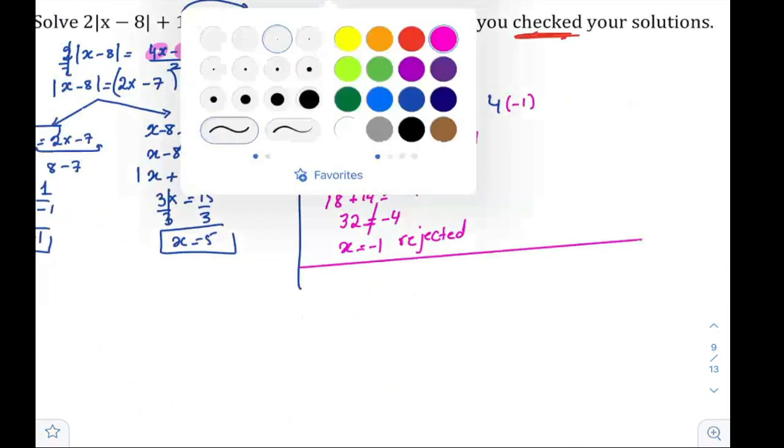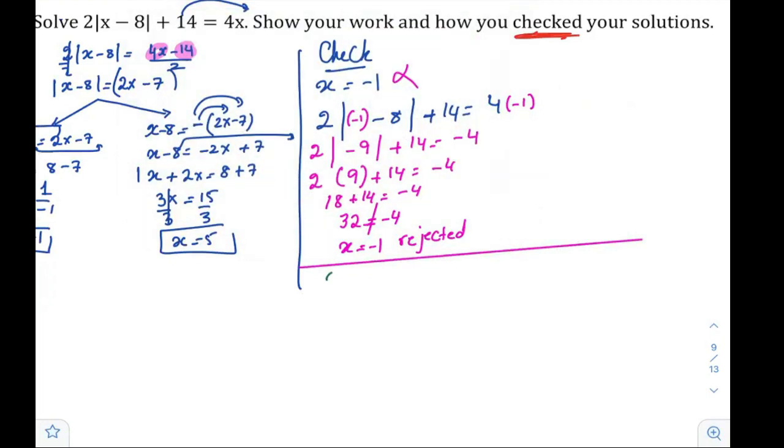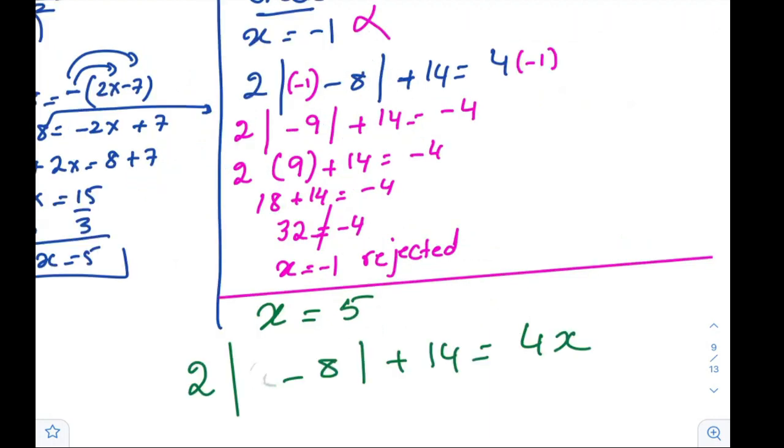I'll use another color. For x is equal to 5, I will do the same thing. I will copy everything here. That is the original equation. And I will replace this x now by the 5, instead of the 5.